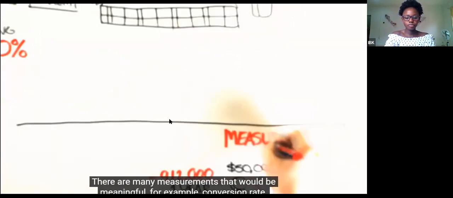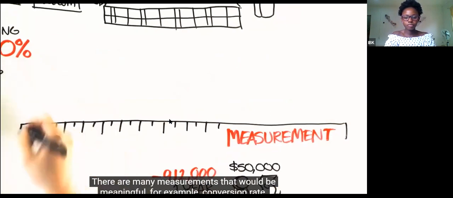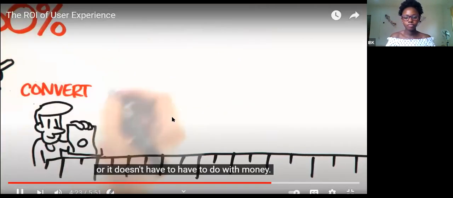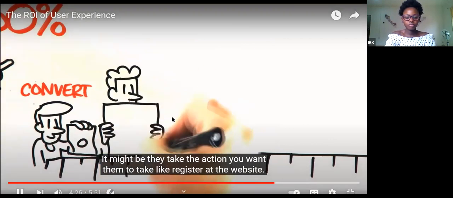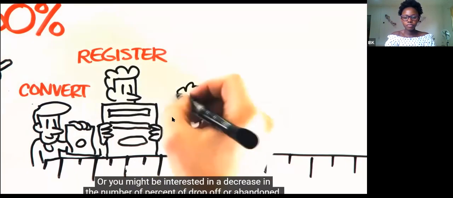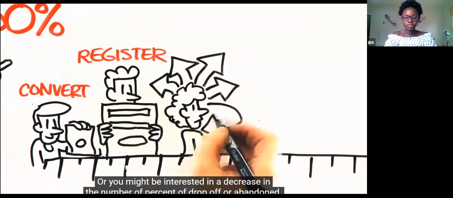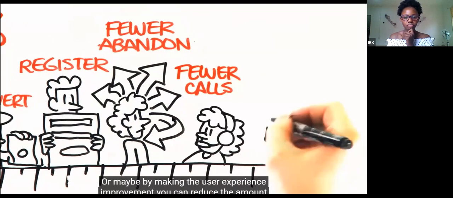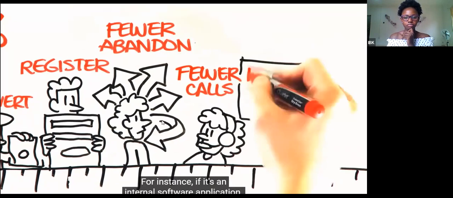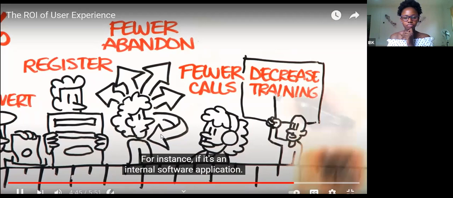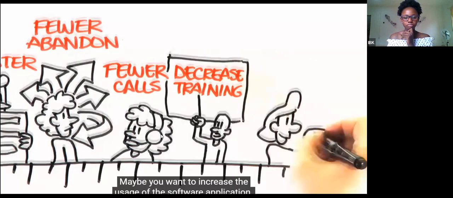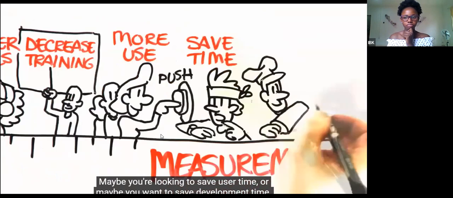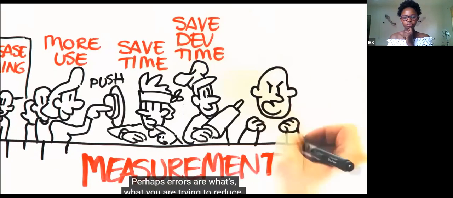There are many measurements that would be meaningful. For example, conversion rate. That's the number or the percent increase of visitors to a website who either buy or donate, or it doesn't have to have to do with money. It might be they take the action you want them to take, like register at the website. Or you might be interested in a decrease in the number or percent of drop-off or abandonment. A decrease in the number of calls to the help desk. Or maybe by making user experience improvement, you can reduce the amount of training that's required. For instance, if it's an internal software application. Maybe you want to increase the usage of a software application. Maybe you're looking to save user time, or maybe you want to save development time. Perhaps errors are what you are trying to reduce.